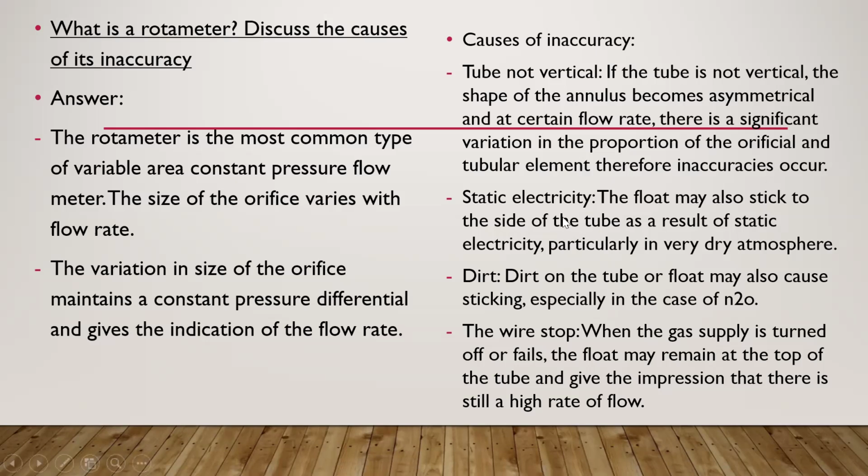Static electricity, like what Jonathan said, will cause the bobbin to stick to the side of the tube. I don't know how many of us have experienced that before. A lot of times we have to keep hitting the flow meter to ensure that the flow comes. How many of you have experienced that? The dirt on the tube or the float may also cause it to stick.